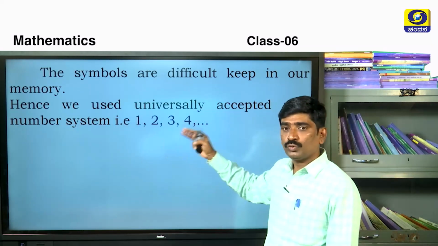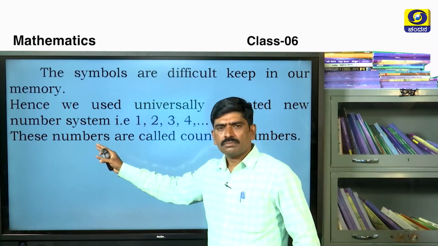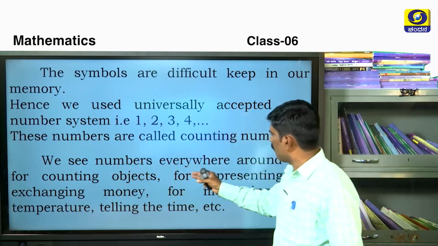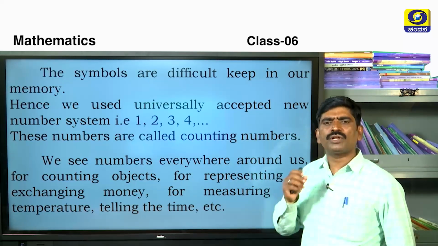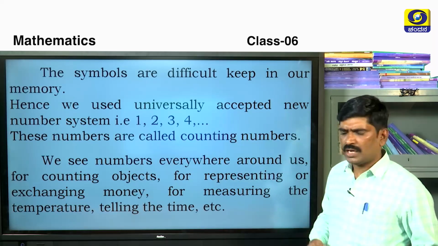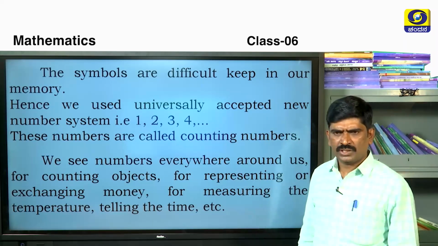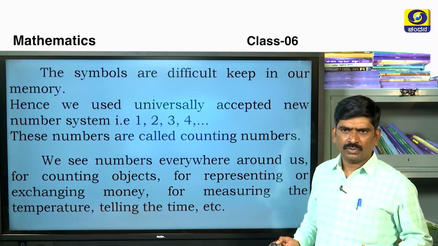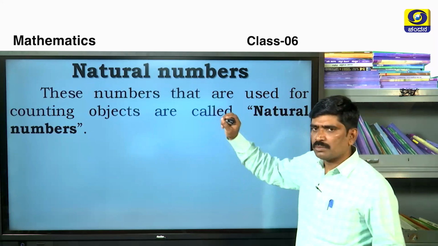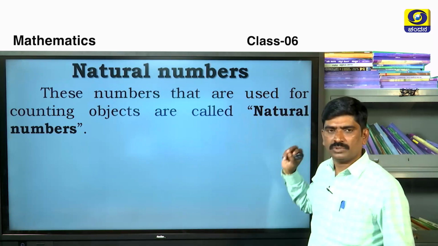Hence we used a universally accepted new number system, 1, 2, 3 and so on. These numbers are called counting numbers. We see numbers everywhere around us, for counting objects, for representing, for exchanging money, measuring the temperature or telling the time, etc. Then the counting numbers are called natural numbers. These numbers that are used for counting objects are called natural numbers.